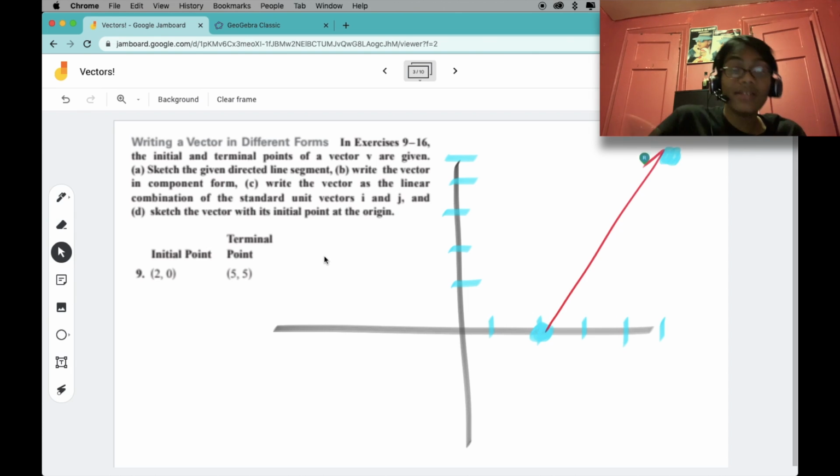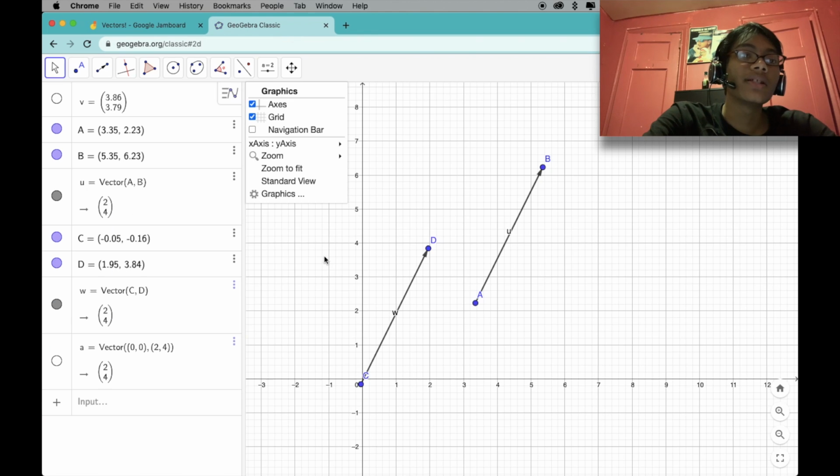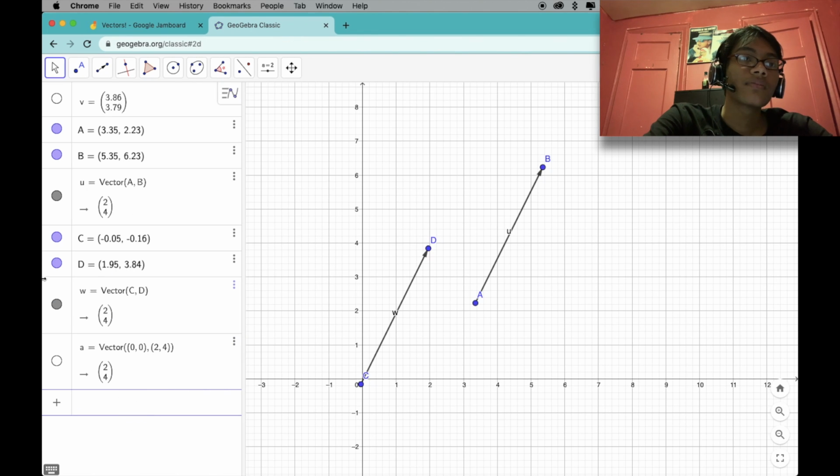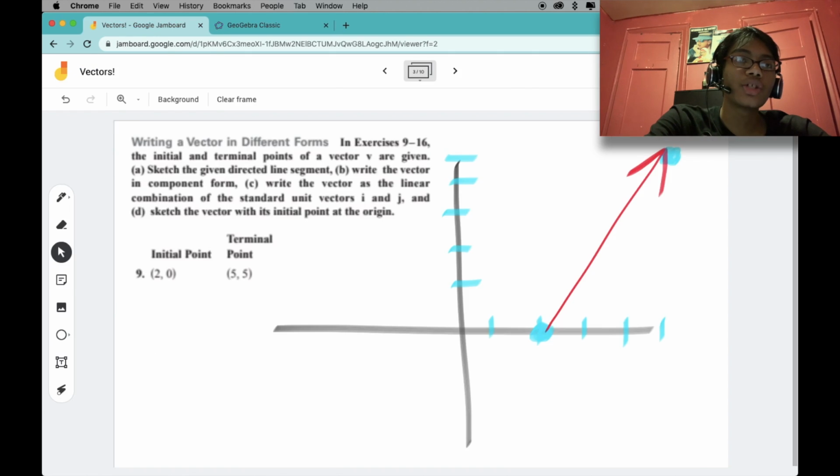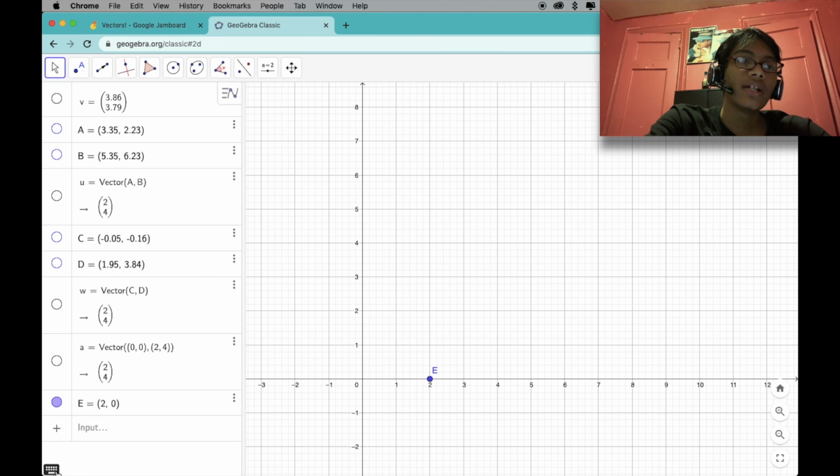Okay? And you can hop over onto GeoGebra. Let's check it out. Can I delete all of these before I draw my new vector? Let's go ahead and disable these, and check out how our new vector looks. So our new vector has an initial point of 2, 0, and a terminal point of 5, 5. So let's put down 5, 5 right here.